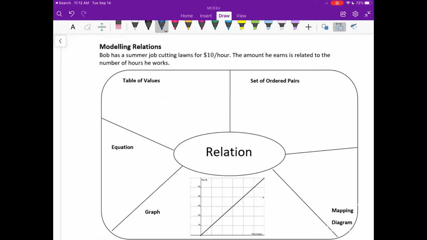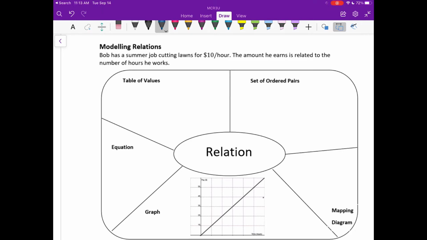When we talk about modeling relations, this is something you learned in grade 10. Bob has a summer job cutting lawns for $10 an hour. The amount he earns is related to the number of hours he works per week. We've kind of seen something like this in grade 9 math. The first thing we want to figure out is, what are the independent and dependent variables here?